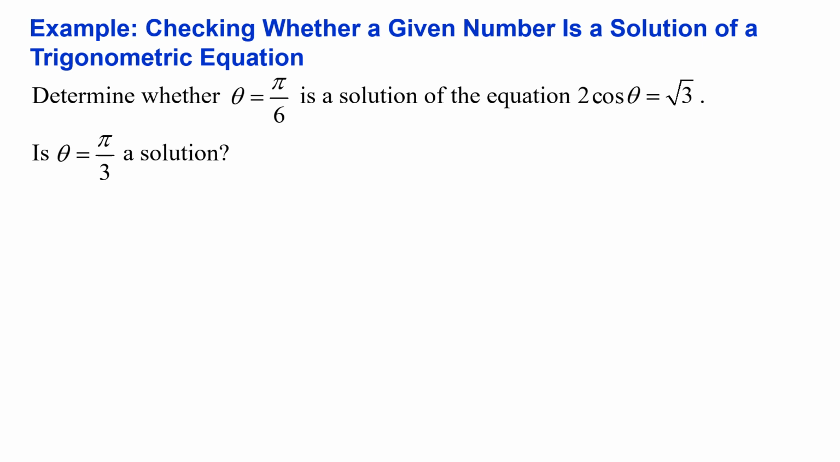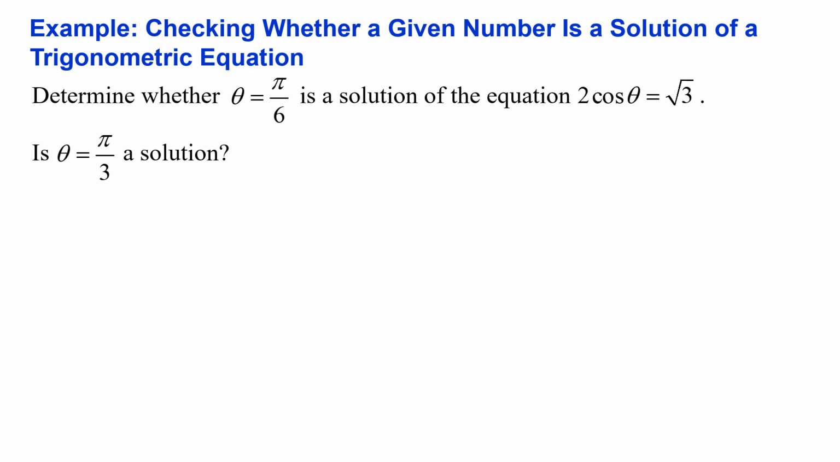In this example, we're going to check if a given number is a solution of a trigonometric equation. This problem asks us to determine whether theta equals pi over 6 is a solution of the equation 2 cosine theta equals square root 3. And we are then asked if theta equals pi over 3 is a solution. First, let's consider the number theta equals pi over 6.